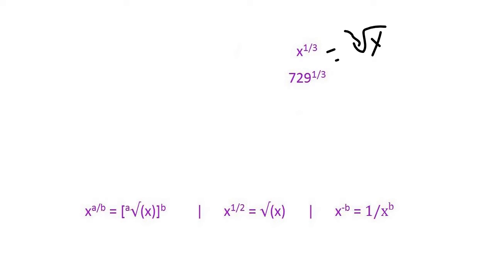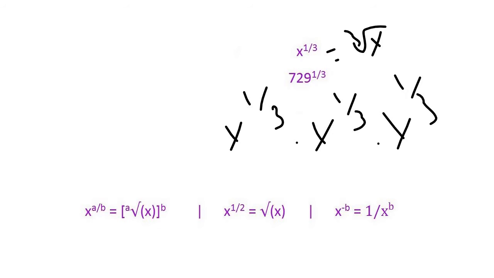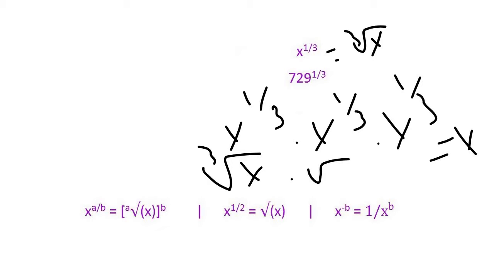And this is why. So if we take x to the 1/3 times itself 3 times, what we result in is x. Now this happens again with the cubed root of x, multiplying itself 3 times, we get x. So that must mean x to the 1/3 and the cubed root of x are the same thing.